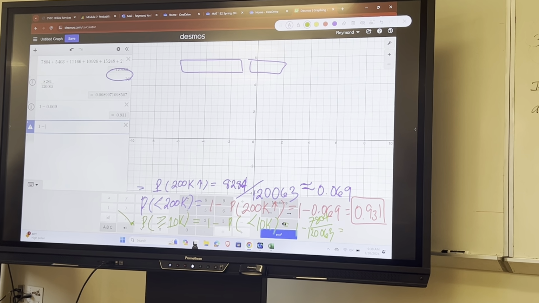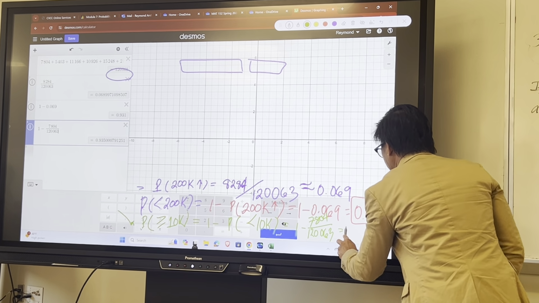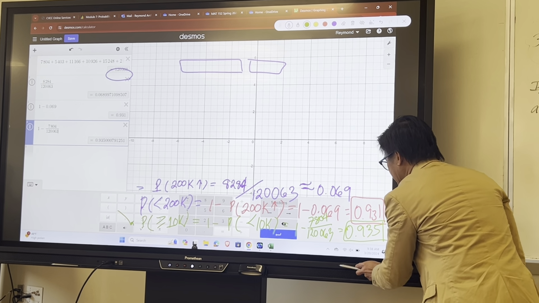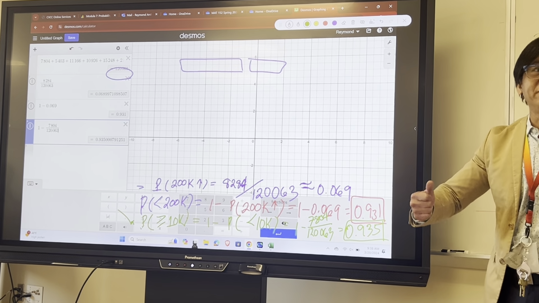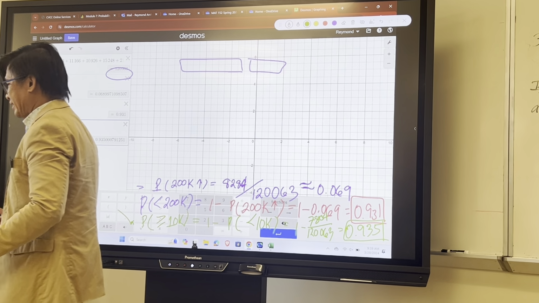Anyway, let's put it in here as follows. 1 minus, what's that again? 7804 divided by, once again, 120,063. Okay, and that'll be our answer, 0.935, right? As a probability it is 0.935. In terms of proportion or percentage, we can say that it is 93.5%.